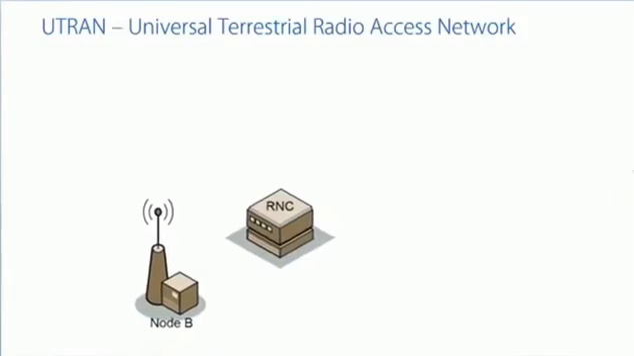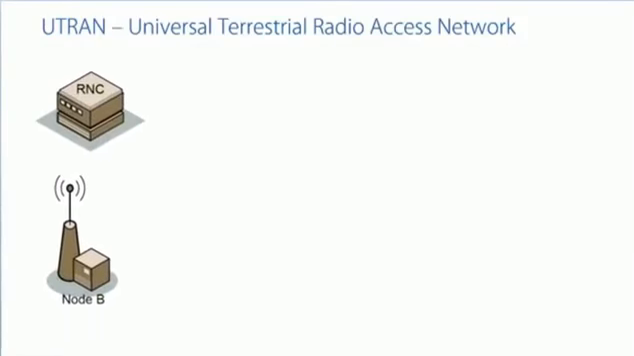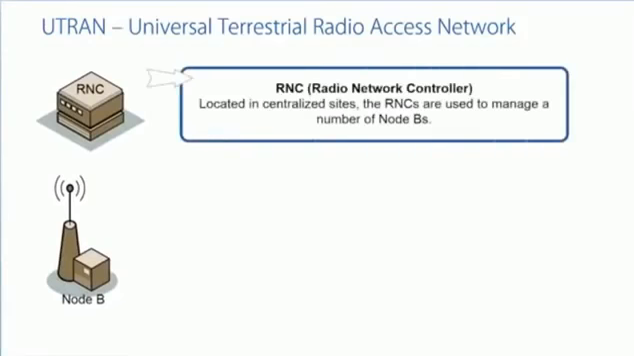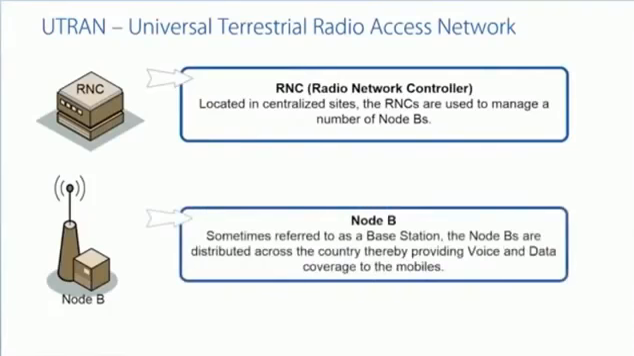If we have a look at the RNC and the Node B in a little bit more detail, the RNC will look after lots of Node Bs. So the mobile, when it comes onto the system, is actually wanting to talk to the RNC, not the Node B. The Node B is more of a relay, but it handles the air interface.